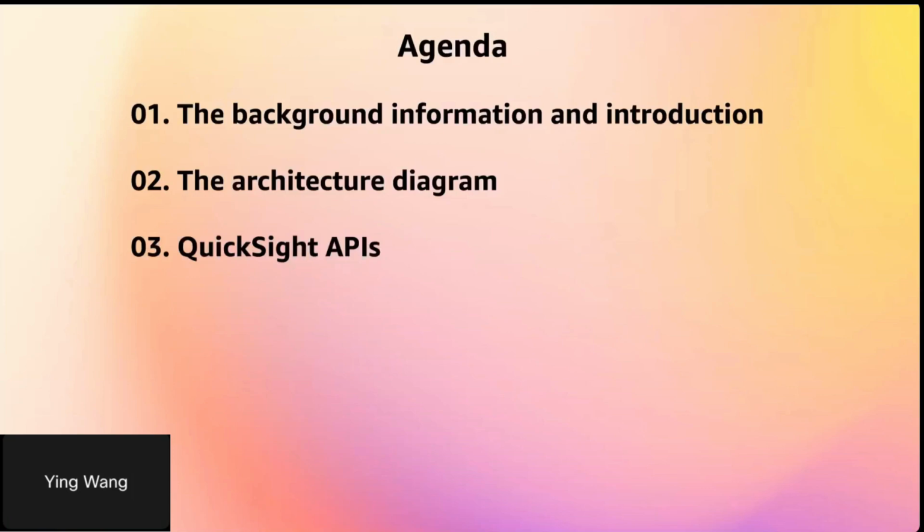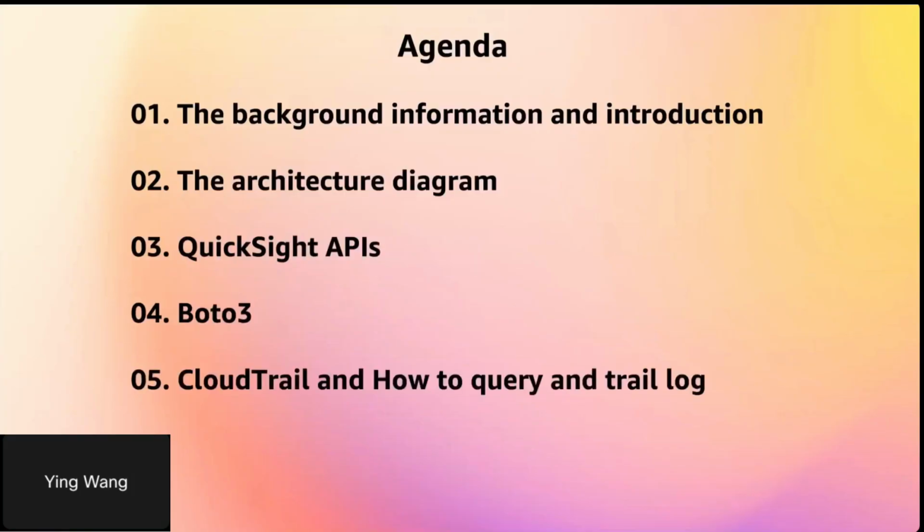And then we will explain the QuickSight API. How can you call it from CloudTrail? How can you use it by using Boto3? And we will share the Python code using Boto3 to get those QuickSight metadata to combine with the CloudTrail to build the usage analytics.